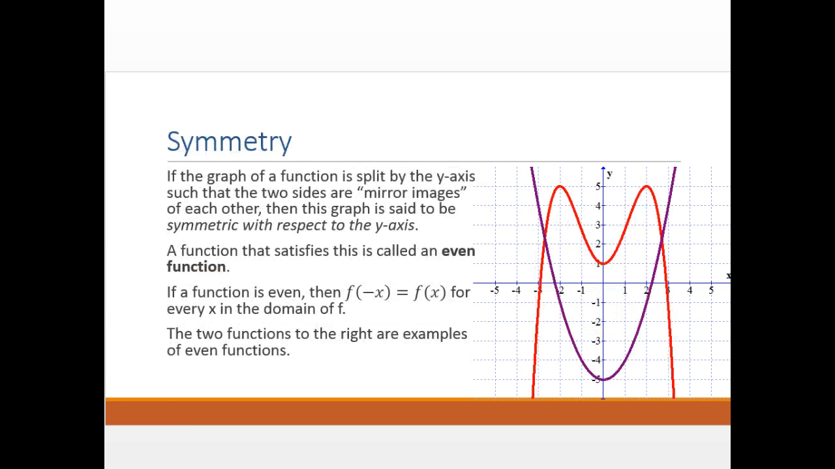Now the nice thing about polynomial functions is sometimes we see patterns develop. We see something called symmetry.